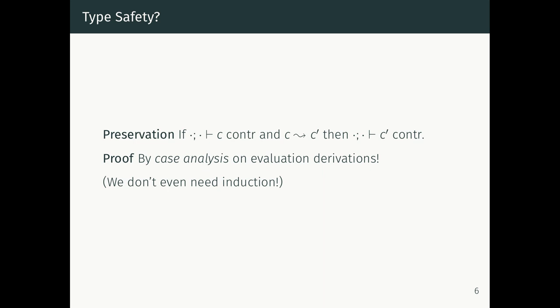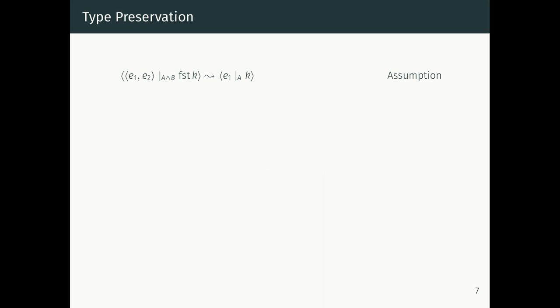So here's one of the example cases. Suppose we take that very first rule where we have a proof of A and B by saying we have E1, which is a proof of A, and E2, which is a proof of B, paired together with a refutation of A and B. And in this case, the way we refuted A and B is by using first of K. So K is the refutation of A, and we're promoting that to a refutation of A and B. And our reduction rule says that simplifies to a contradiction, E1 contradicts K at the type A. Okay, so that was our assumption of a reduction happening.